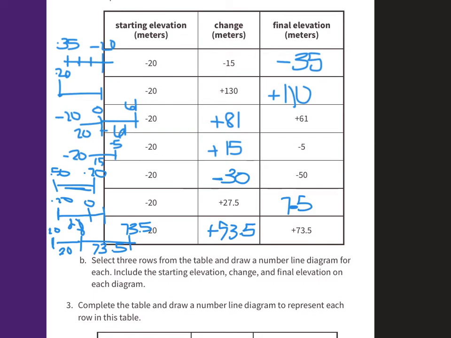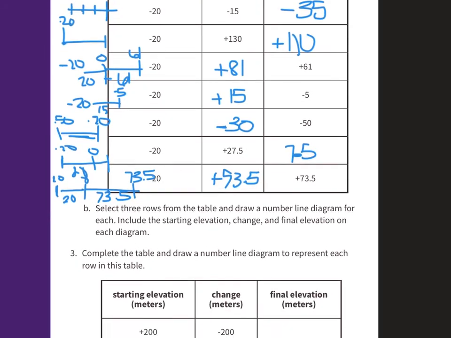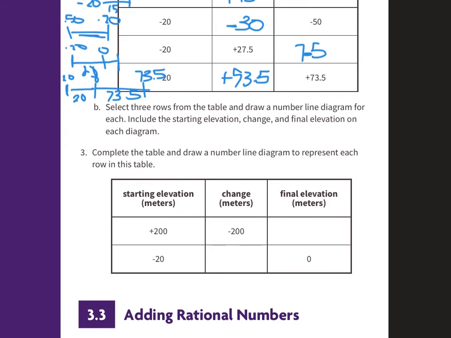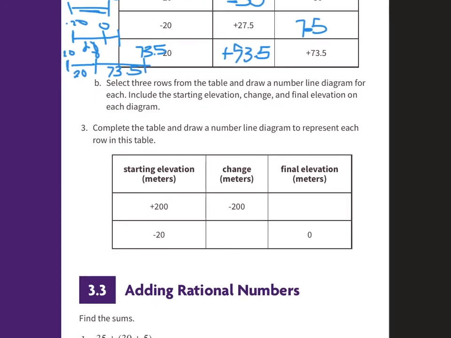All right, letter B we're not going to do. Number 3. Draw a table. Complete this table and draw a number line diagram to represent each row. So if we start with 200 and we subtract 200, we are going to end up at 0. All right, and then negative 20 plus what gives me 0? Well, positive 20 will give me 0.